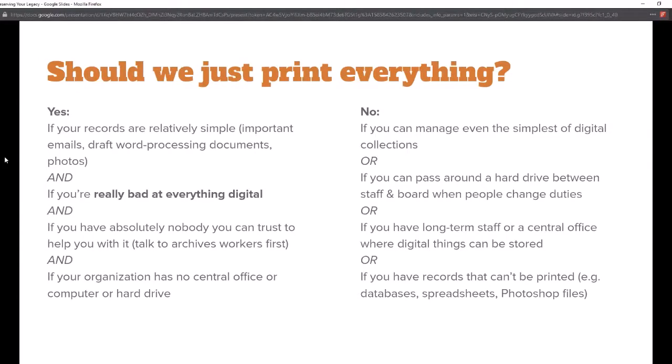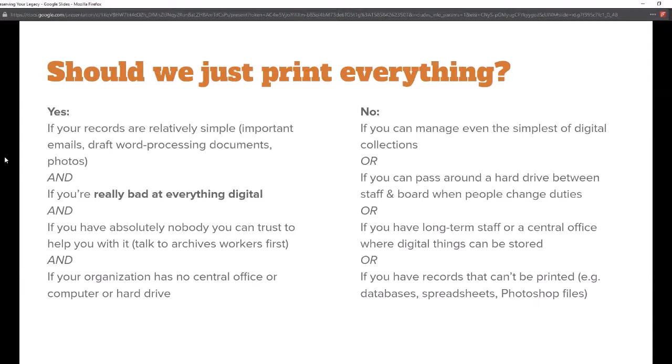Okay, so here is the good stuff. You might find yourselves in a situation where you don't want to deal with a print section and a digital section. You probably have those in your active business processes, but once you're moving things to inactive, maybe you just don't want to deal with having a hard drive of inactive records that you have to keep safe and keep redundant backups of. So should we just print everything? I will argue that the answer is almost always no.